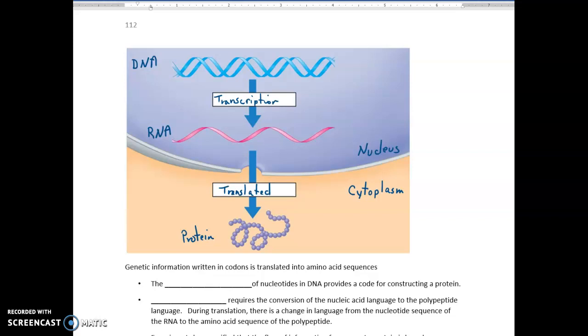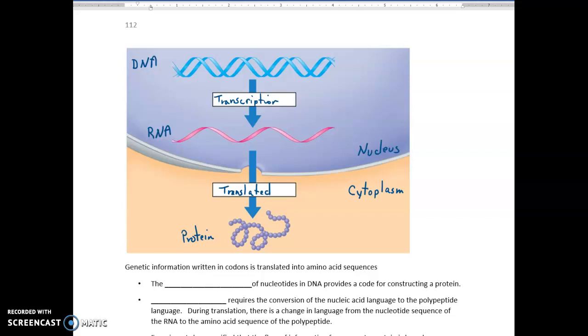So let's look at the words transcription and translation here. Transcription, if you were to write down the words of my lecture, you would be transcribing my lecture, and you would be writing down the same words that I say. But if you translated my lecture, maybe you're going to translate my lecture into French. You would be changing my lecture and changing it into another language.